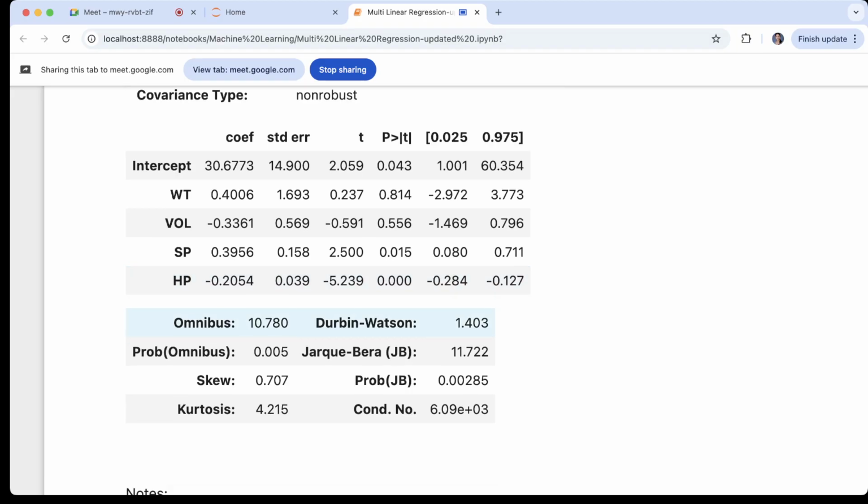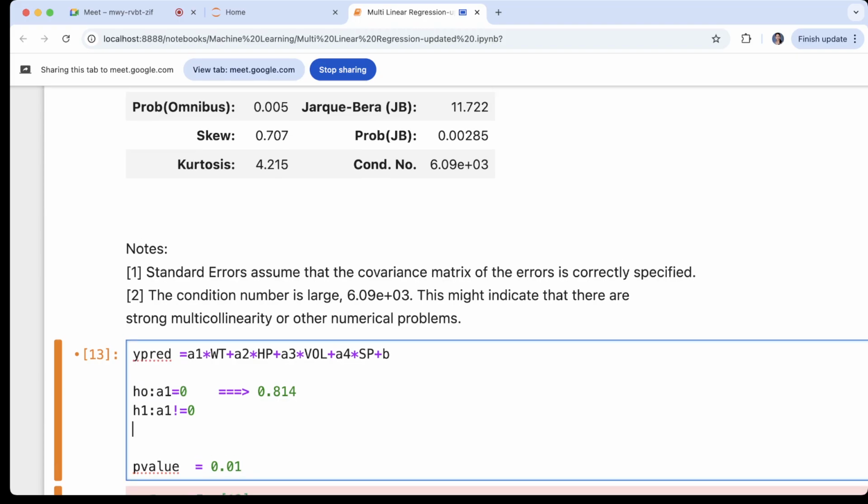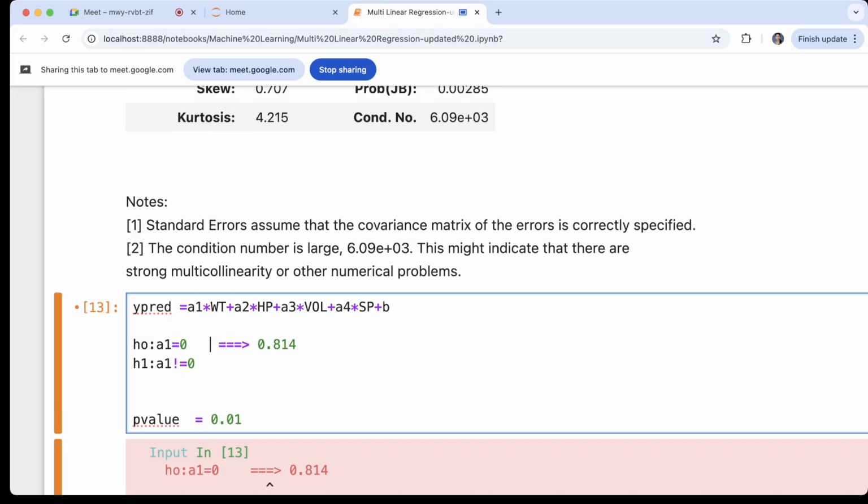If the p-value is higher than 0.5, we will accept the null hypothesis. So if the p-value is high, that means H naught is correct. In our case, if the p-value is high like 0.8 or things like that, then H naught will be accepted, right? But what is H naught? A1 is equal to 0. This is the H naught.